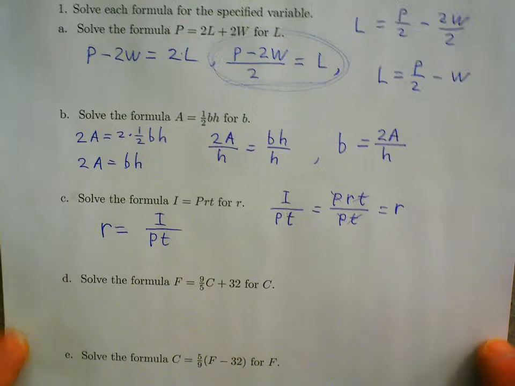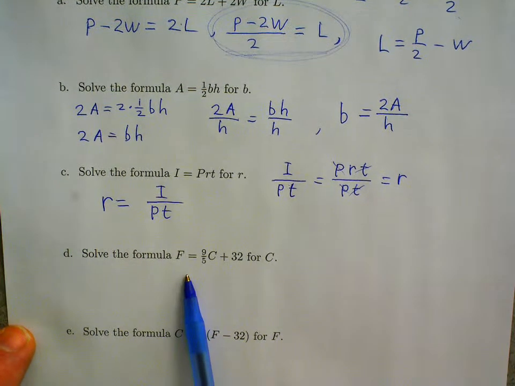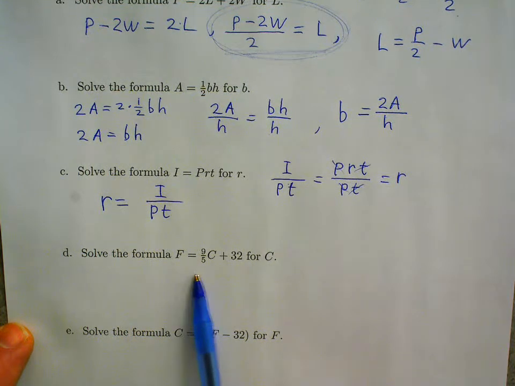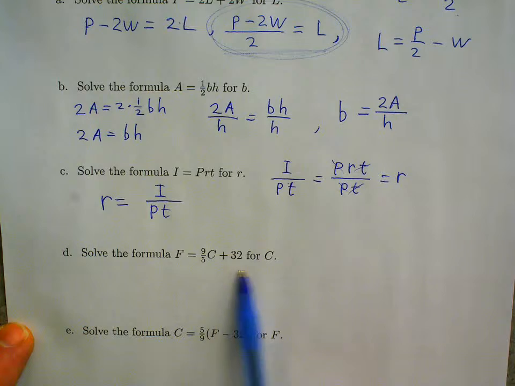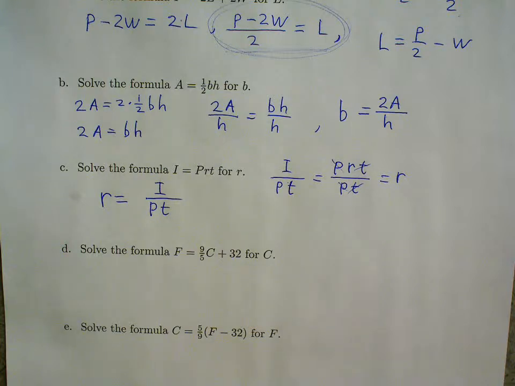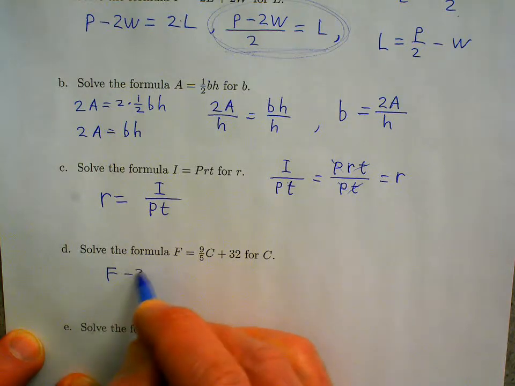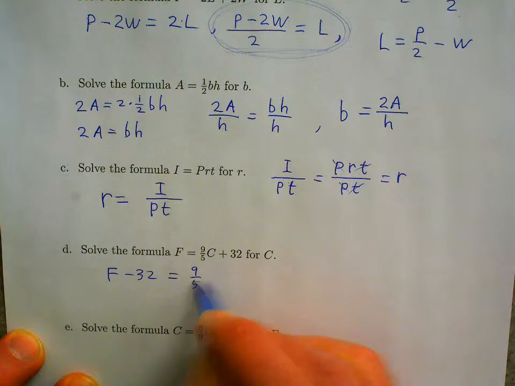And now we have the temperature conversion formula. Solve the formula capital F equals 9/5 C plus 32. Solve for C. Well, we could solve for C in 2 steps. So what should we do first? Yeah, subtract 32 from both sides because we're trying to isolate C. So subtract 32 from both sides, we have F minus 32 equals 9/5 times C.